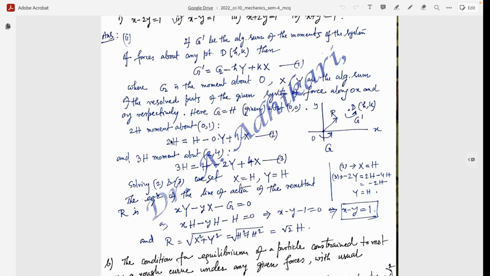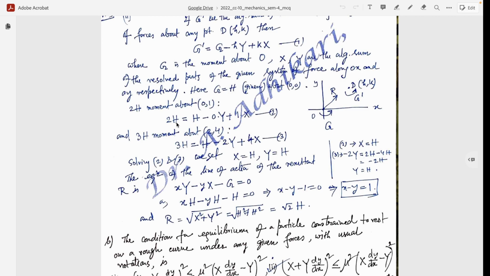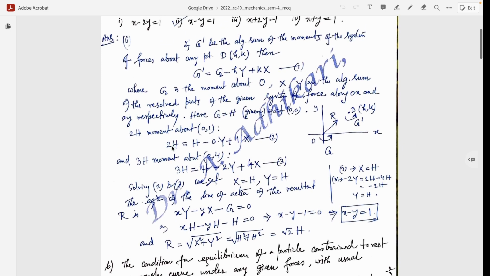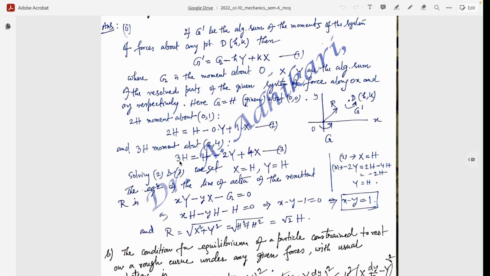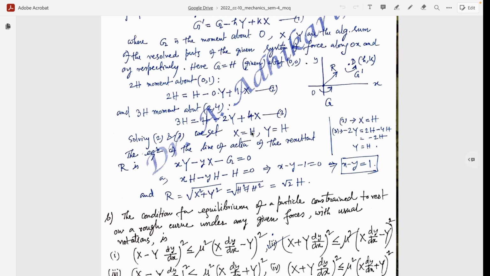So here G equals capital H, and about the point (0, 1) the moment is 2H. So G dash equals 2H when we find the moments about the point (0, 1). So 2H equals H minus 0 times Y plus 1 times X, equation number 2. And the moment 3H about the point (2, 4), so we get from 1, 3H equals H minus 2Y plus 4X, equation 3. Solving 2 and 3, we get capital X equals capital H and capital Y equals capital H.